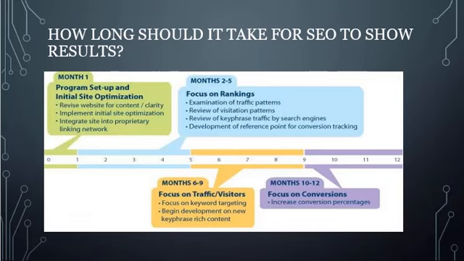Then between the second and the fifth month, it focuses on rankings, where it examines the traffic patterns and reviews the visitation patterns. Then a review of keyword traffic by search engines is done, and development of a reference point for conversion tracking is also done in this period. Later, between 6 to 9 months, it focuses on traffic and visitors. By focusing on keyword targeting, it begins development of new key phrase rich content.